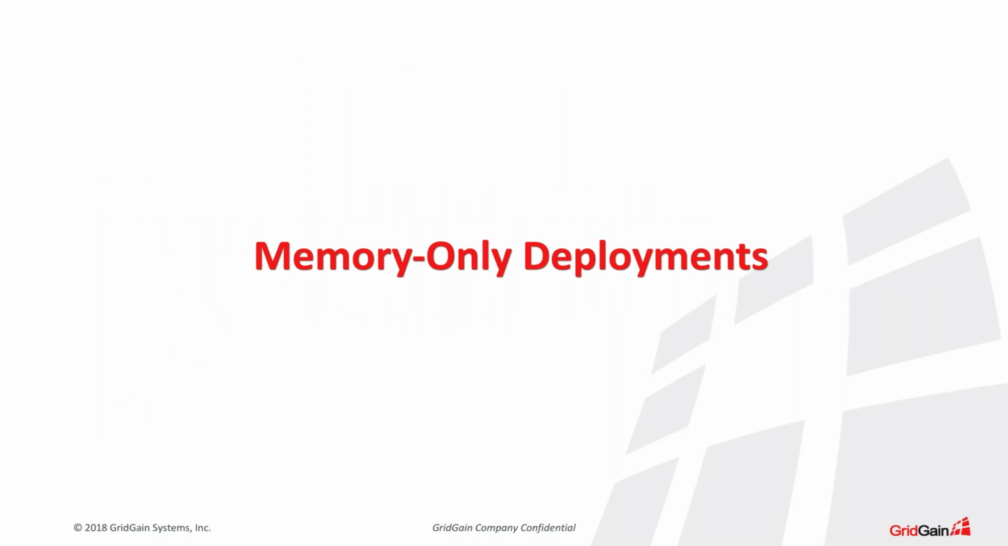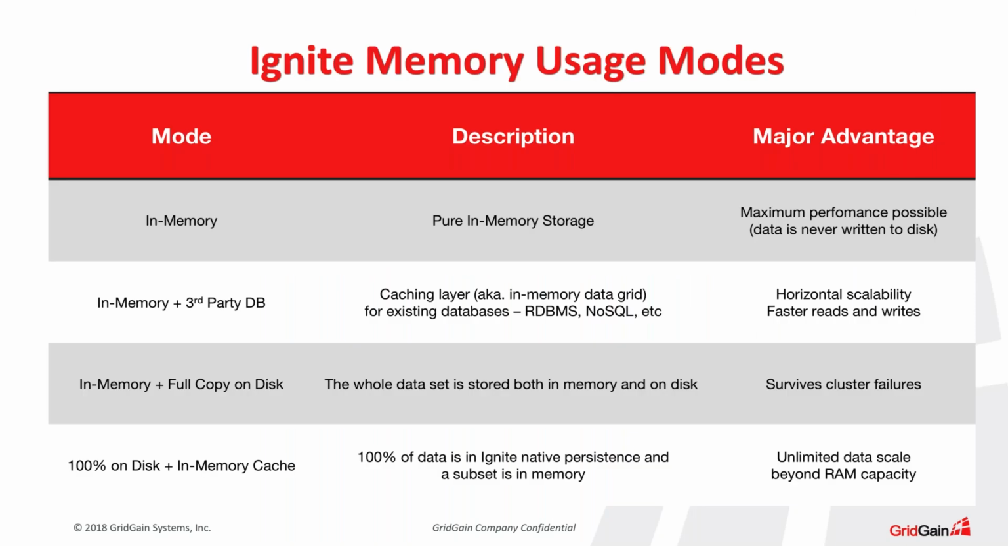And now let's start with the simplest scenario, where we want to use Ignite as a memory database or a memory data grid that doesn't have any, let's say, persistence enabled. So it's also a valid use case for some of the deployments. Before we dive into this, let me remind you what the Ignite memory usage options are.